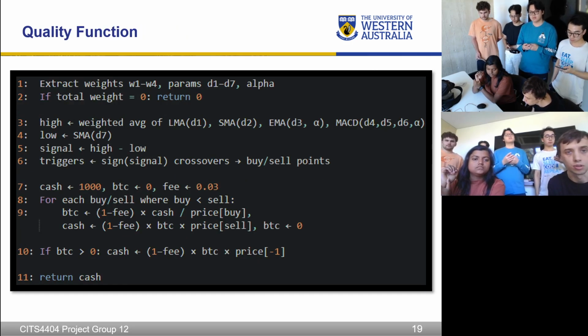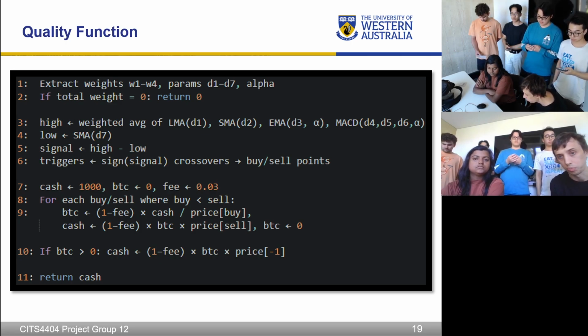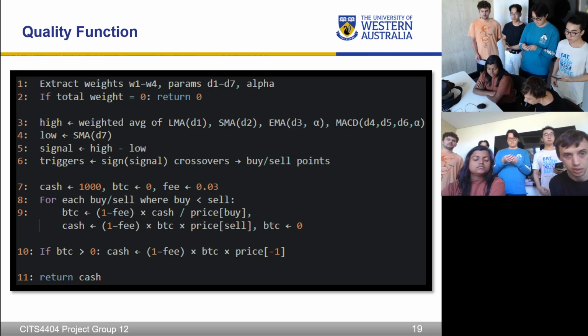The quality function is used by all optimizers to evaluate performance through backtesting. First, we define high and low signals using current parameters. Trading signals are triggered by crossover between the high and low signals.